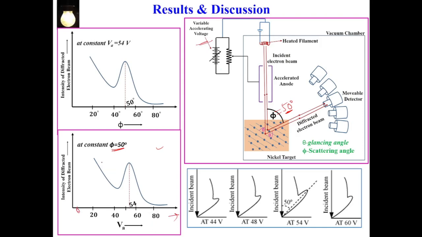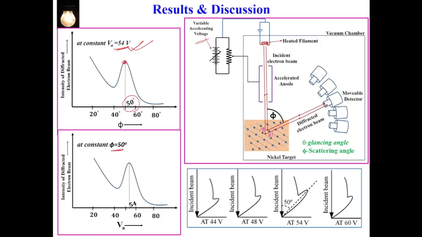And they found that with increase of accelerating voltage, initially the scattered electron intensity decreases, then increases and reaches a maximum or a peak exactly at 54 volt. Here at 54 volt, when accelerating voltage is 54 volt, at exactly 50 degree the intensity is observed maximum.